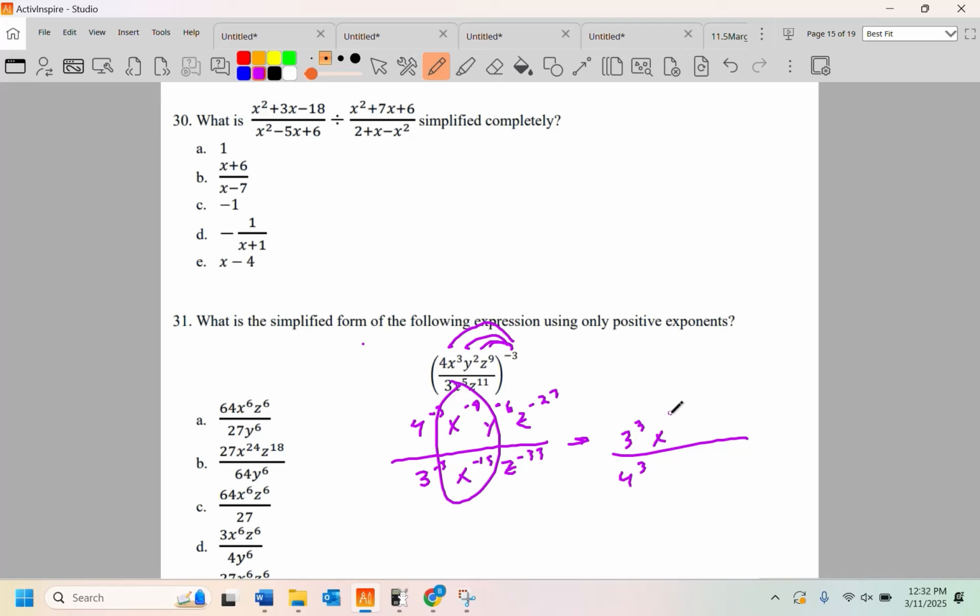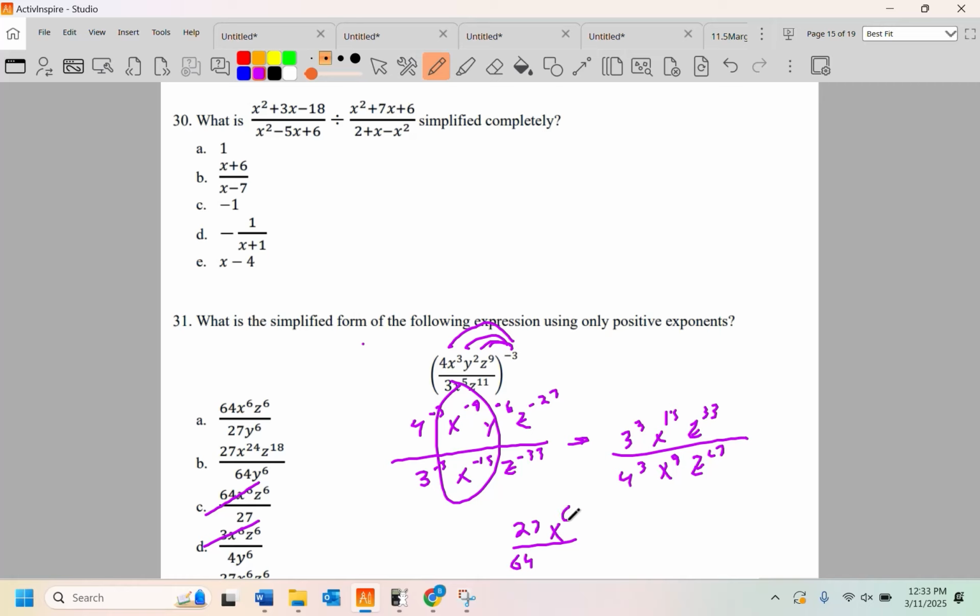This would be x to the 15th over x to the 9th. Z to the 33rd over z to the 27th. You see, we have 27 over 64. So no. I don't know what choice E is. We'll see. We have x to the 15th over x to the 9th.